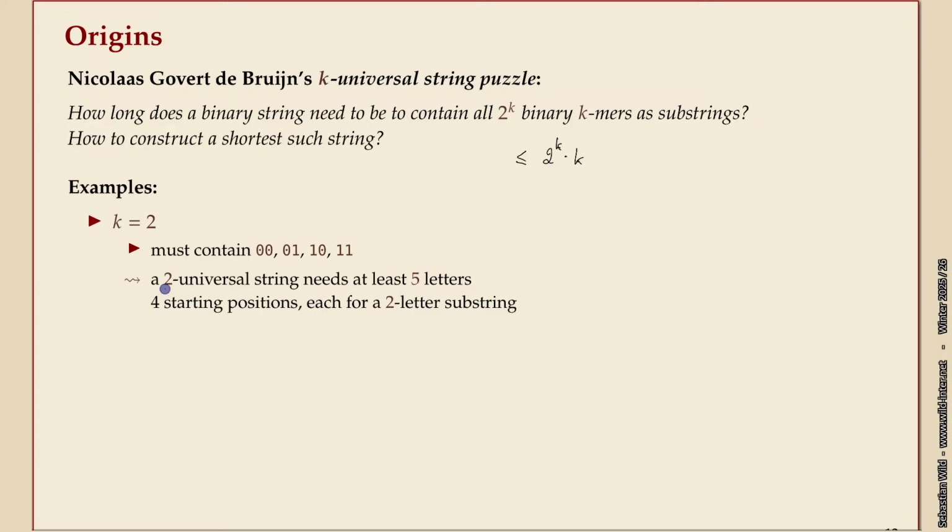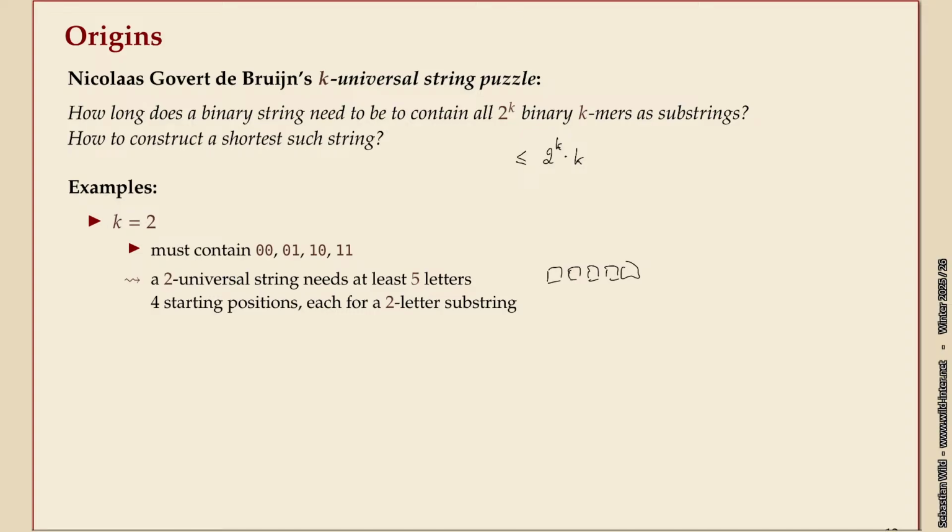This 2-universal string, that's what he called those. A string is universal if it contains all the possible k-mers. It needs to have at least 5 letters. Why? Every one of the 4 needs to have a different starting position because they're all different. So I need 4 positions where things can start. But then from the last one, I'll have 1 character stick out, right? So I need at least 5 letters to make a 2-universal string over the binary alphabet. Is that clear?